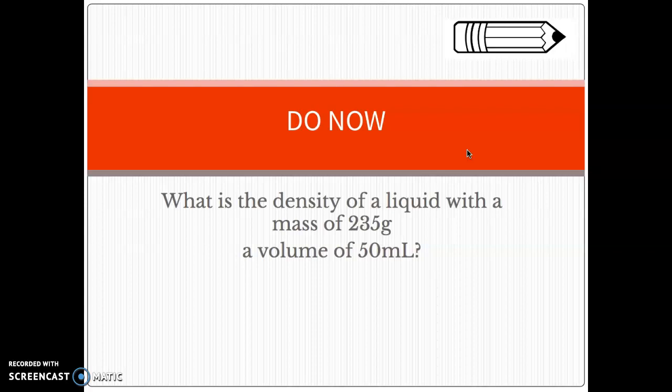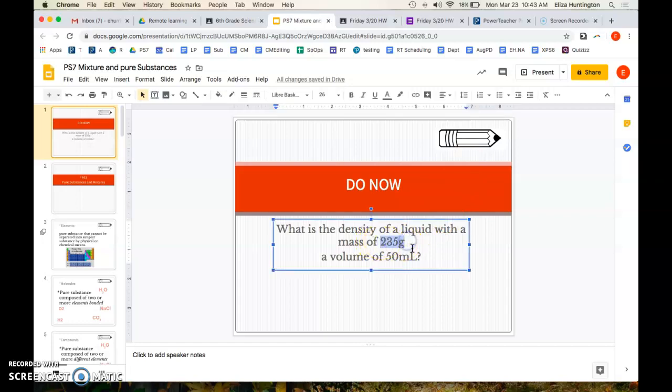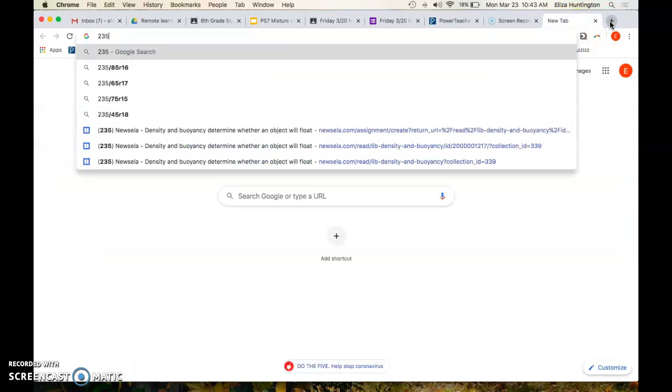All right, so I'm going to show you how I calculate this, and you can double check your answer. I'm going to use a calculator for this one because I know it doesn't divide perfectly. I know that density is mass over volume, and the mass of this substance is 235 grams. The volume is 50 milliliters. So I am going to do 235 divided by 50.